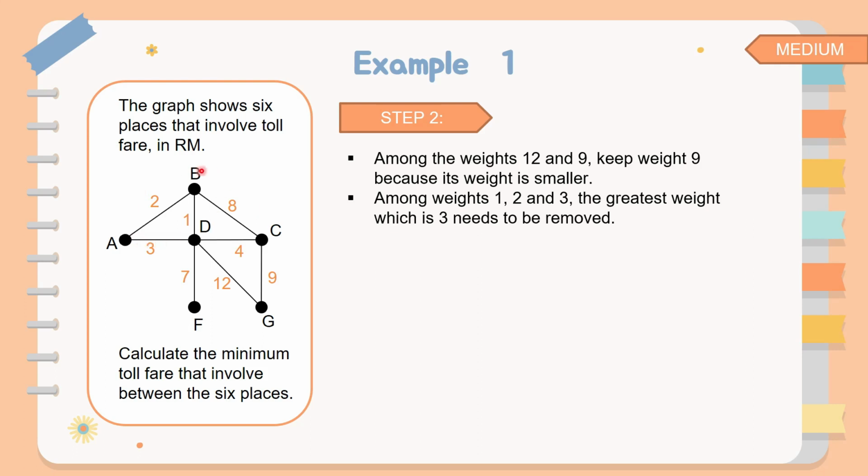Also, before we already saw that ABD is a graph connected in the form of a triangle, but we need to remove one of the edges because we don't want to repeat the route. This is a tree graph, in which a pair of vertices is connected with only one edge. Among weights 1, 2, 3, the greatest weight, which is 3, needs to be removed because this is the highest weight. So our graph will be like this. Is this a tree?